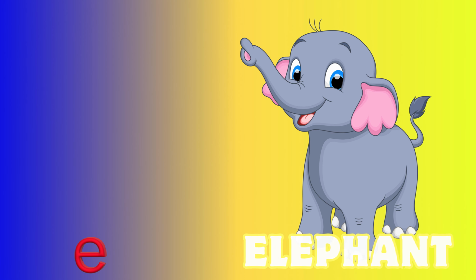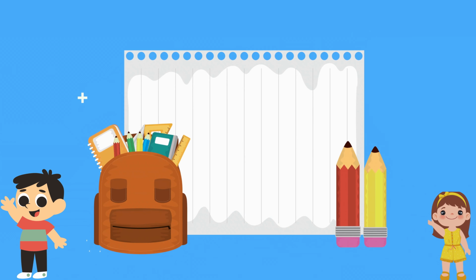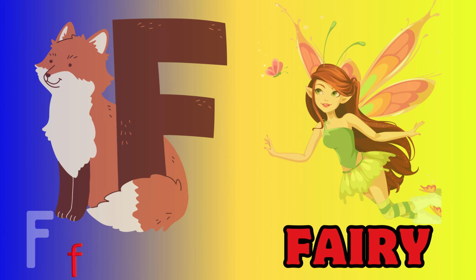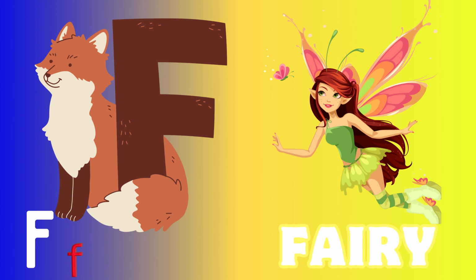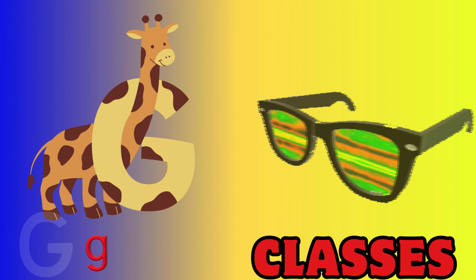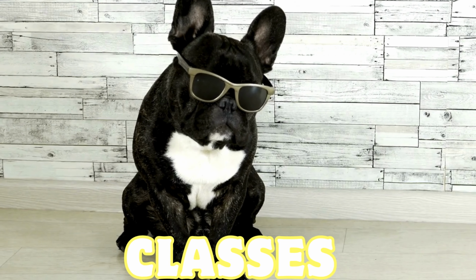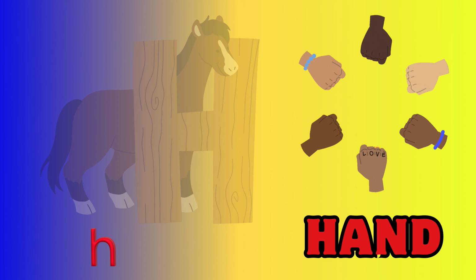Elephant, elephant. F is for fairy. Fairy, fairy. G is for glasses. Glasses, glasses. H is for hand.